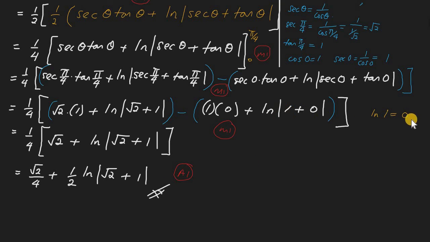Here we have ln 1, which is 0. And cosine 0 is 1. So secant 0 is 1 on cosine 0, which is 1. So we get 1 for that secant value. So that's the detail of the step-by-step work. This is how you should do it.